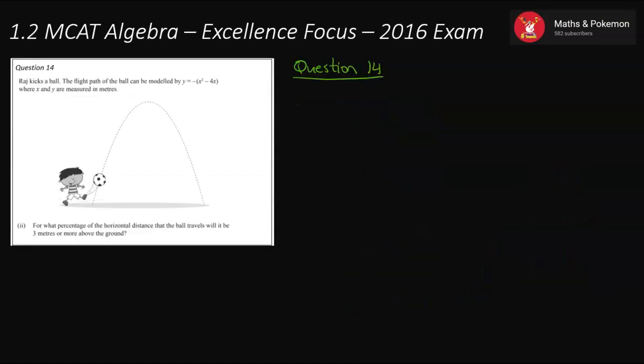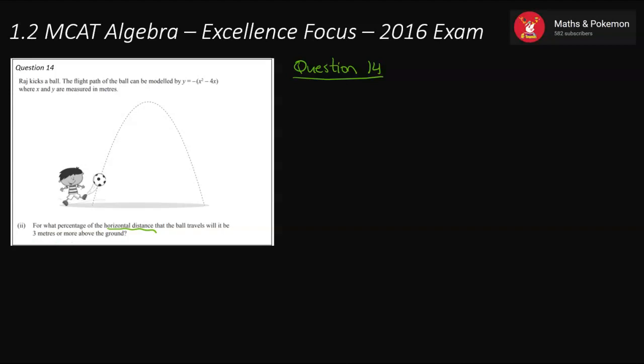We are now on to question number 14. Breaking down the question, we've got Raj has kicked a ball, and there's the flight of the ball, goes up, then back down to the ground. That flight can be modeled by this equation here, where x and y are both meters. For what percentage of the horizontal distance does the ball travel when it's above 3 meters or more.